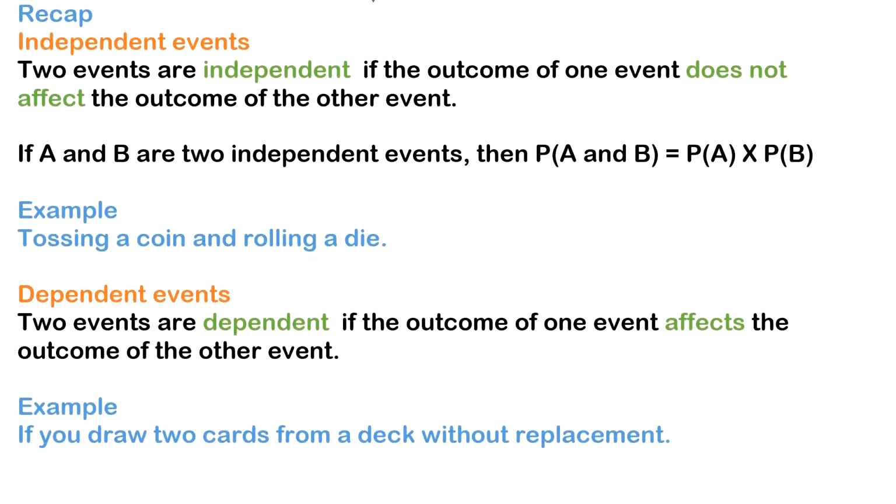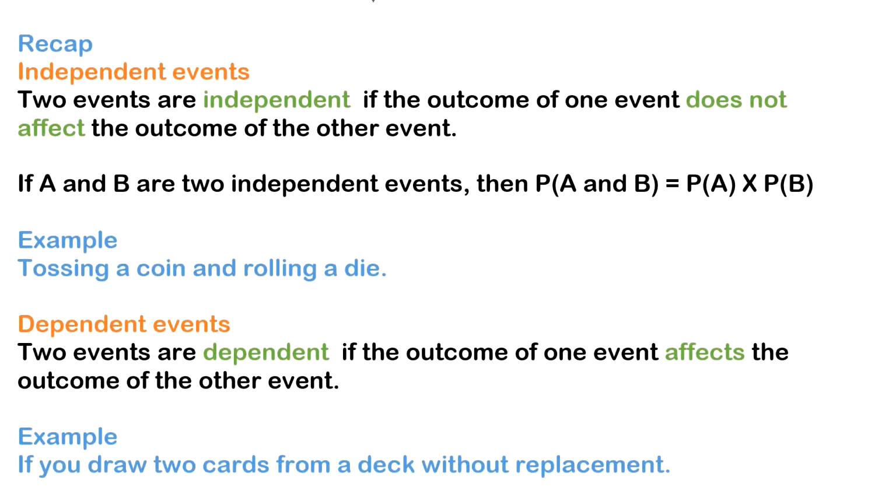To quickly recap, we covered two types of events. Independent events, where two events are independent if the outcome of one event has no effect on the outcome of the other. Our example there was tossing a coin and rolling a die. Doesn't matter what you do first, they're independent. Tossing a coin has no impact on rolling that die.